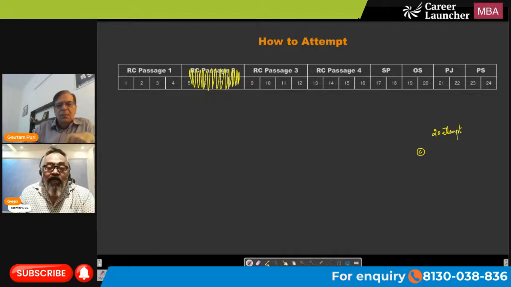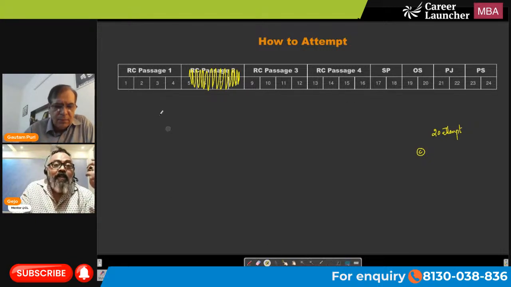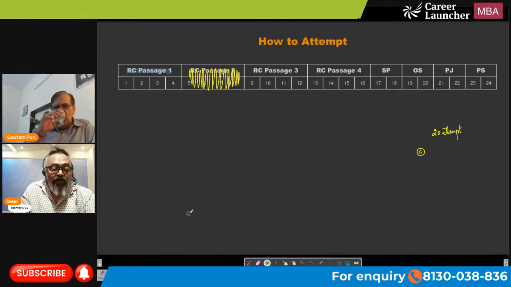What is your assumption? Your assumption is that this passage is easy for you. So let me put a green color, green for easy. This passage looks very easy to read. This passage looks very easy to read. This passage looks moderate to read. Okay, let me put yellow color for that particular passage. This passage looks moderate to read. This passage looks very difficult to read.